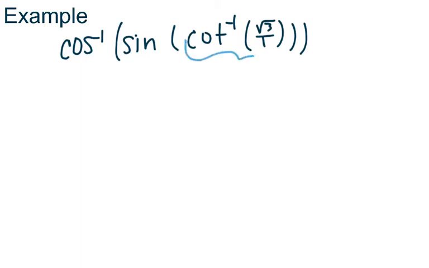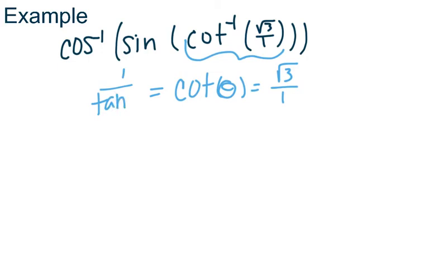Starting from the inside out, the first thing I need to address is this cotangent inverse of root 3 over 1. Because it's cotangent inverse, I know that the thing on the inside there is a value, so my answer is going to have to be an angle for this part. So I know that cotangent of some angle equals root 3 over 1. I also happen to know that cotangent equals 1 over tangent. So the tangent of some angle is 1 over root 3.